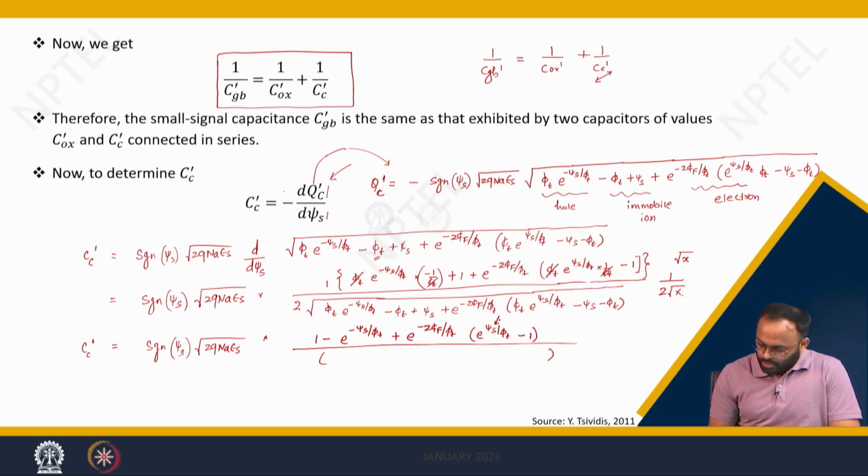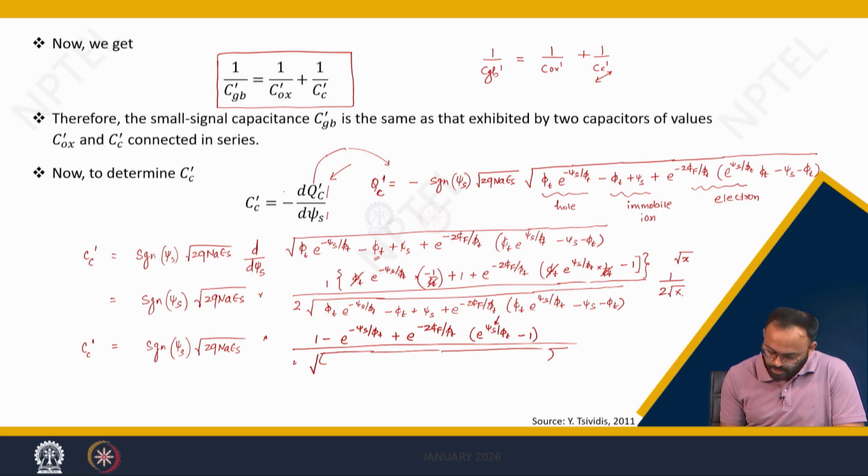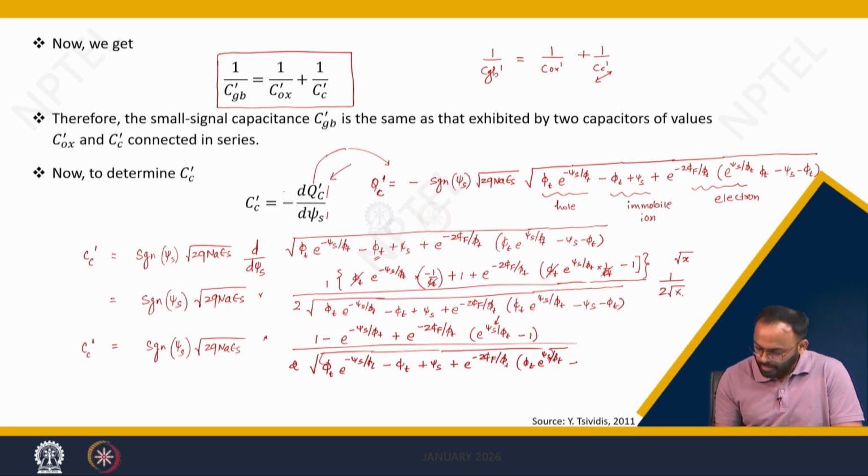Now let me rewrite the denominator also, which will help us to understand the other aspect of this equation. 2 times of phi t e to the power of minus psi s by phi t minus phi t plus psi s plus e to the power of minus 2 phi f by phi t into phi t e to the power of psi s by phi t minus psi s minus phi t.